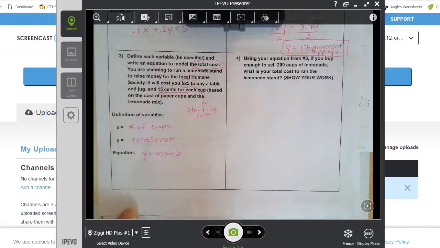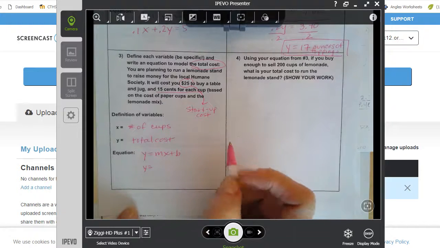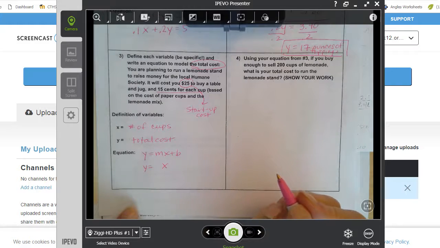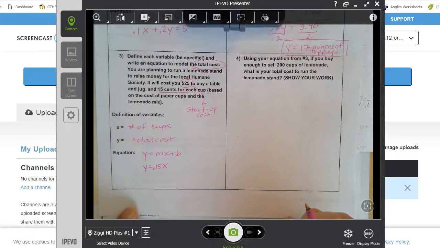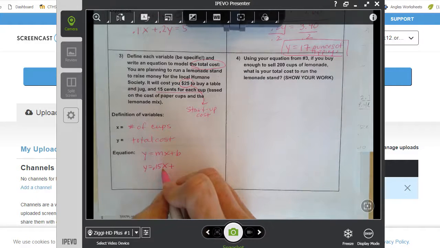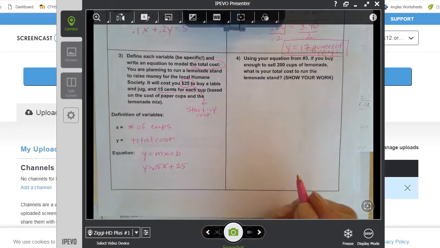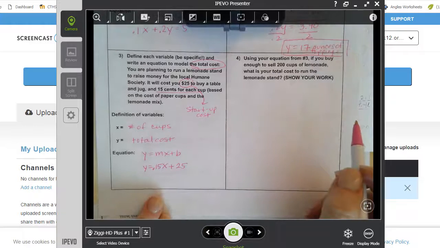Okay, so let's see what I have here. Y is my total cost. What's my slope? That's going to be my rate of change. How much for each cup? I know x is my number of cups. Well, 15 cents for every 1 cup. And b, my y-intercept: what happens when x is 0, before I've even purchased 1 cup? Well, it's already cost me $25 for that table and that jug. So there's my equation.